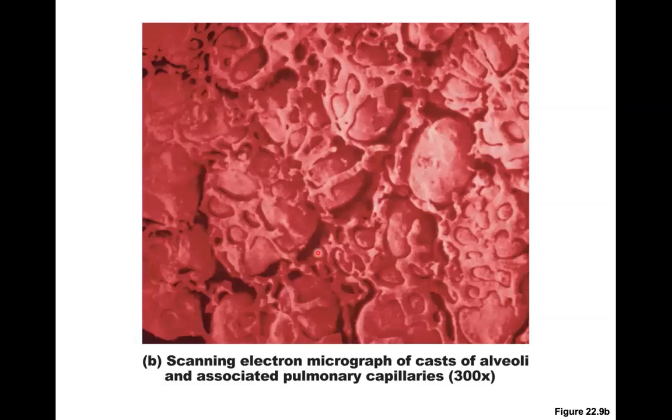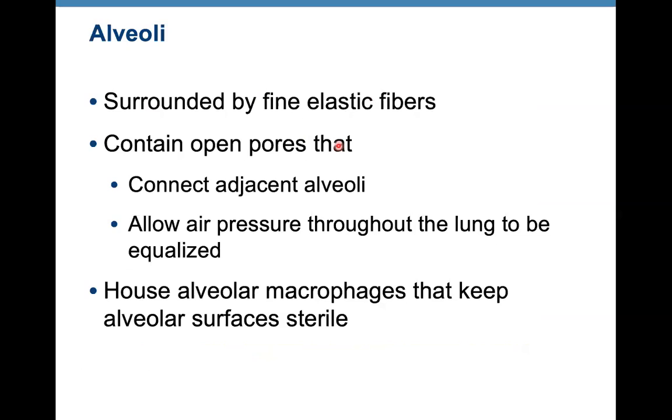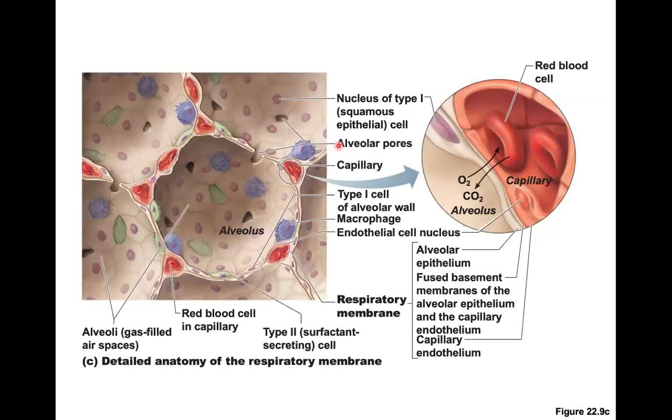Okay, and here's an electron micrograph looking at alveoli and the capillaries surrounding them. So alveoli are surrounded by fine elastic fibers. They contain pores that are going to connect to adjacent alveoli, and these pores will allow air pressure throughout the lung to be equalized. This will also house alveolar macrophages that will help to keep the alveolar surfaces sterile.